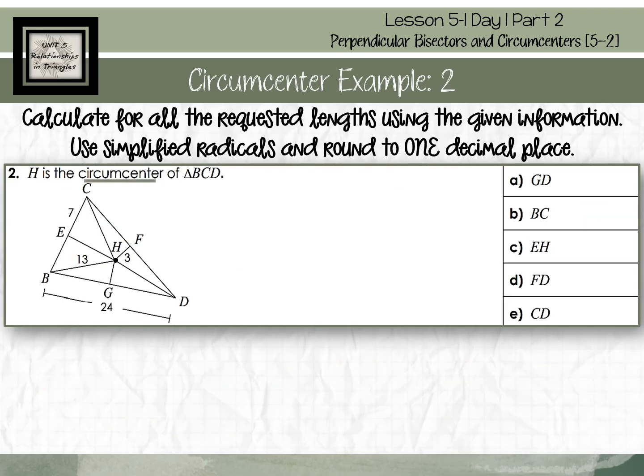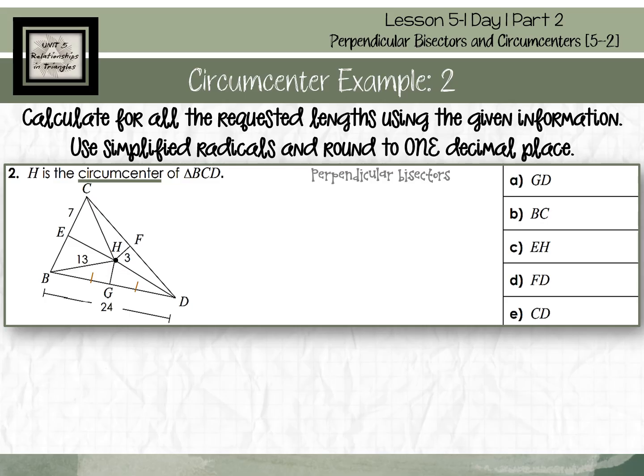Example 2, H is the circumcenter of triangle BCD. So they're perpendicular bisectors. Not everything's marked. They are perpendicular, and they bisect the sides. So segment EH is a perpendicular bisector, segment HF is a perpendicular bisector, and segment HG is a perpendicular bisector.